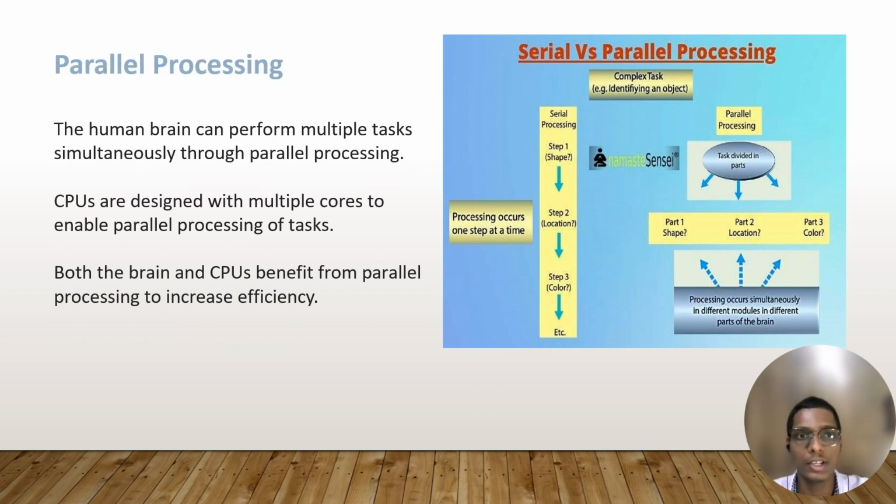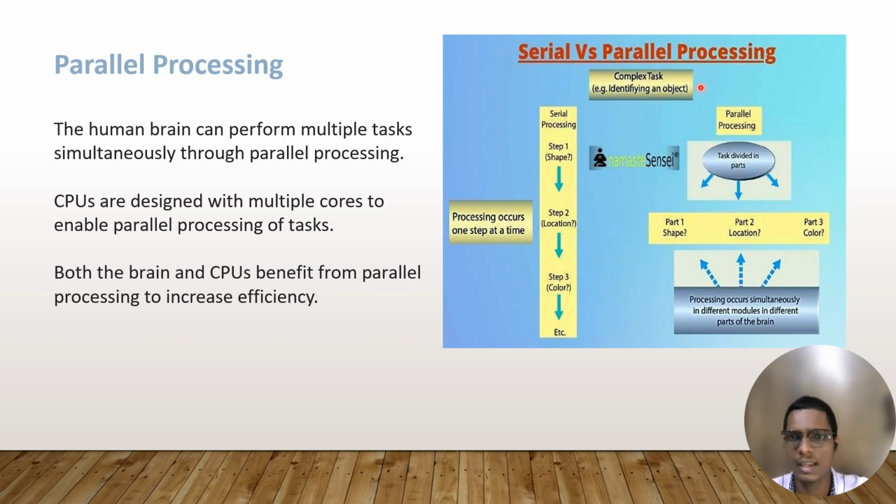Now, let us look at the parallel processing of the human brain and a CPU. The human brain can perform multiple tasks simultaneously through parallel processing. CPUs are designed with multiple cores to enable parallel processing of tasks, but both the brain and CPU benefit from parallel processing to increase efficiency. Here in the picture, you can see serial versus parallel processing.